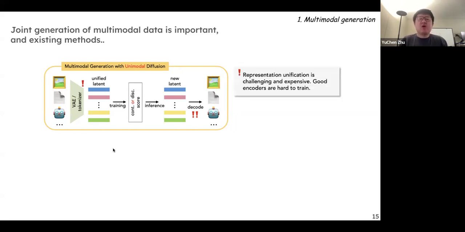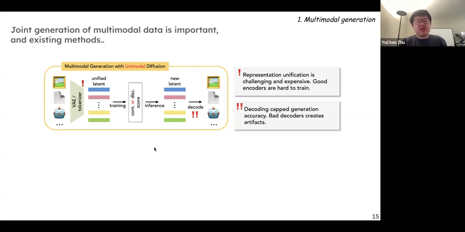The first one is that this representation unification is very challenging and expensive. It is known in the literature that training a good VAE or tokenizer is hard and requires tons of engineering techniques. And moreover, this is usually only applicable where the data is abundant, right? For text and images, we have web scale data, and this is typically fine. However, for other modalities, such as a lot of science applications, data are scarce. So the training of a good VAE tokenizer itself is an extremely challenging task.